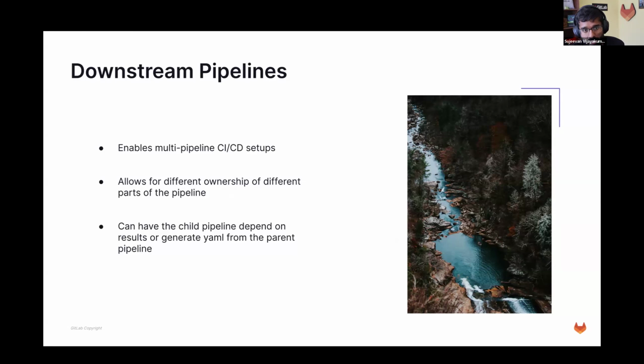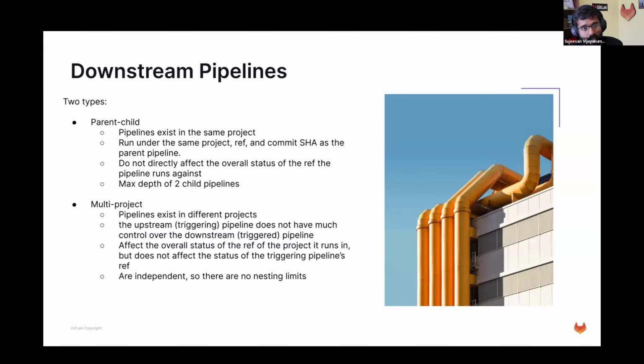These can depend on your pipeline, and you can also generate YAML files from the parent pipeline to run as downstream pipelines. These are the dynamic pipelines I will cover in a bit. So basically we have two types of pipelines. One is the parent-child pipeline, and the other one is a multi-project pipeline. Let's focus first on the parent-child pipeline.